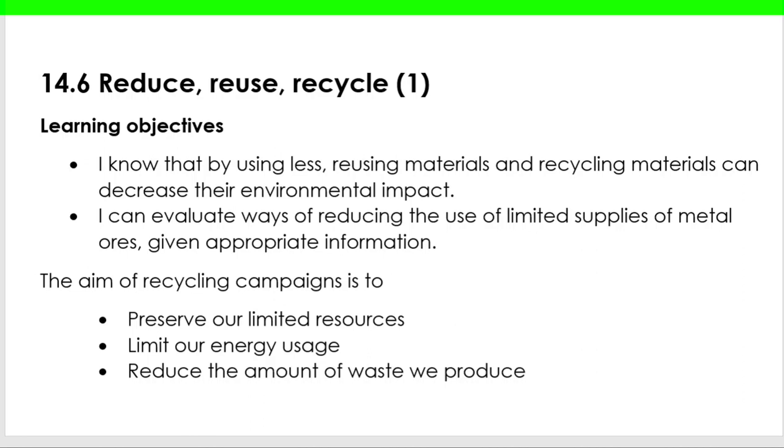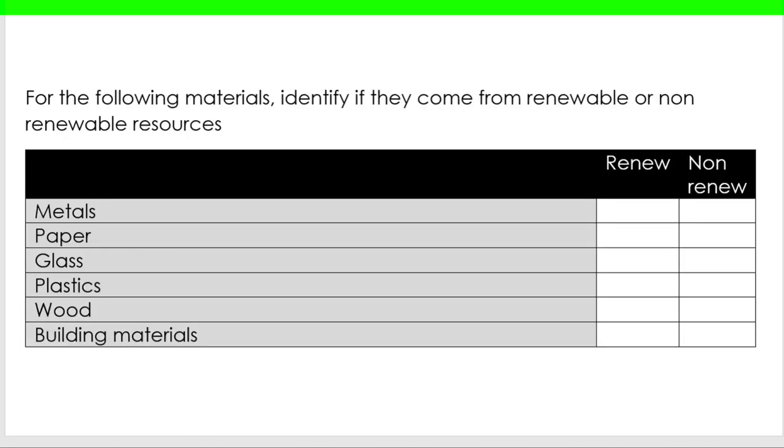A lot of very similar ideas, quite repetitive, but I think it's important that you understand how similar some of these ideas are. So let's start by identifying whether the materials in the table are renewable or non-renewable. We've got paper and wood, which are renewable. They both come from trees. The rest of them are non-renewable. Metals we get from the ground, plastic from crude oil, building materials from the ground. Glass comes from sand, soda, so we could run out of it.